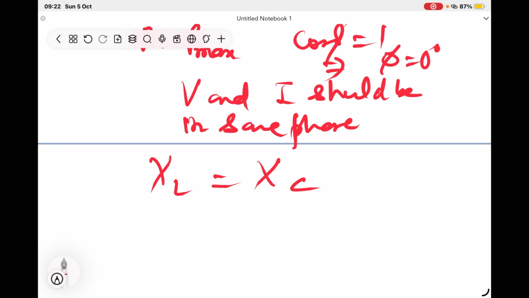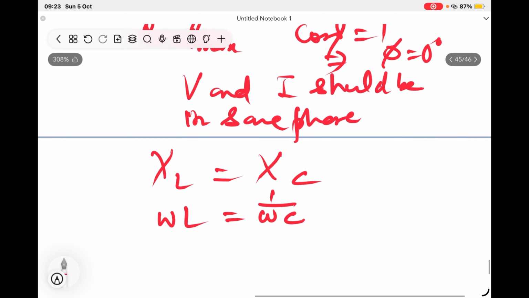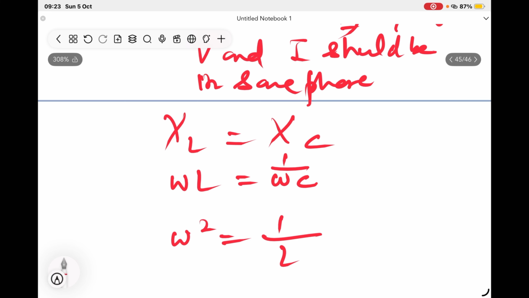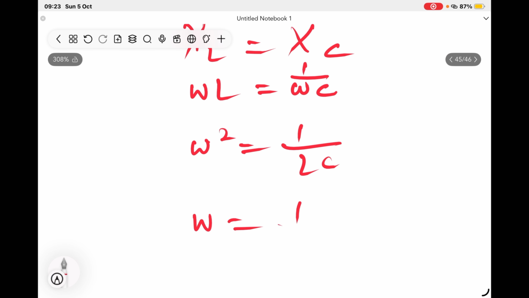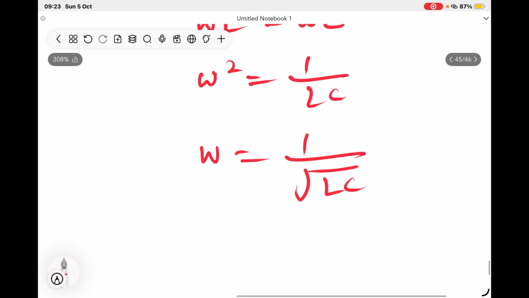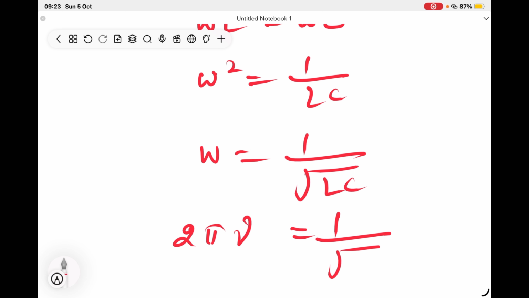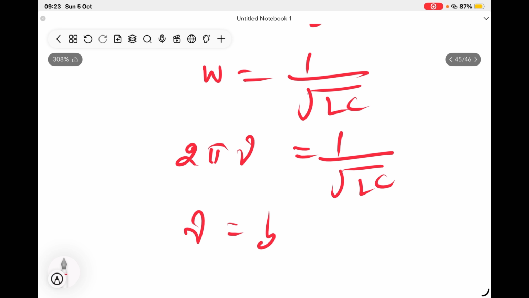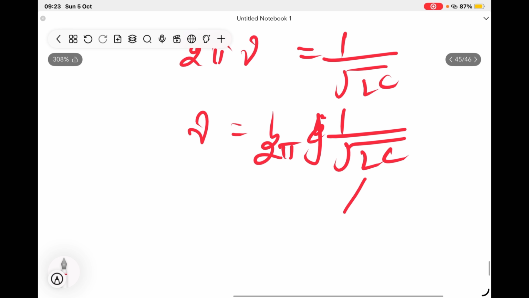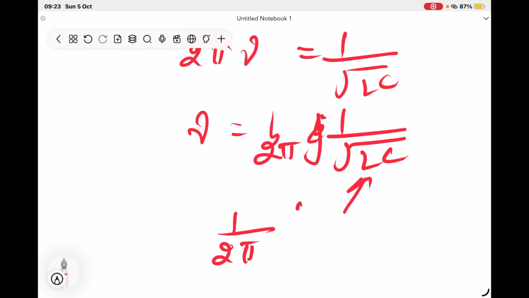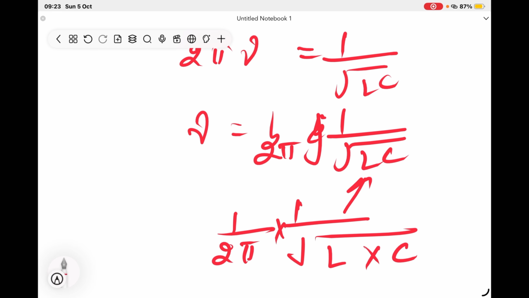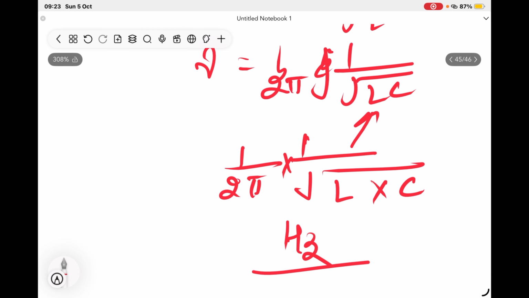V and I will be in the same phase when VL and VC cancel out, that is, XL and XC cancel out. So this is omega L, this is 1 by omega C. So omega square equals 1 by LC, so omega equals 1 by root LC. They asked for frequency, so I am doing it for frequency. 2 pi nu equals 1 by root LC, and nu equals 1 by 2 pi times 1 by root LC. You can substitute your L, which you found in the first part. The calculation is longer, of course. Capacitance has been given to you. You can find out that frequency in hertz.